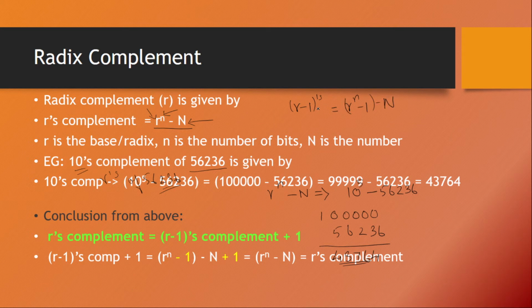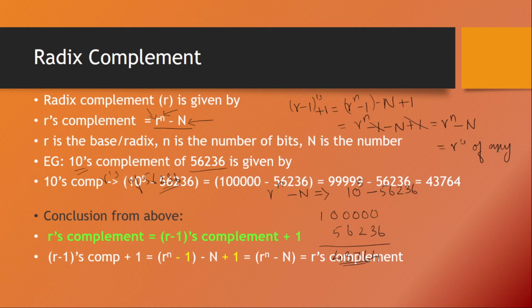Let's say we are trying to add 1 along with this. So on my right hand side, I have 1 added. Now if I expand this, that gives me r power n minus 1 minus n plus 1. So mathematically, I can cancel these two ones. So the final answer is r power n minus n, which is nothing else but r's complement of any number.